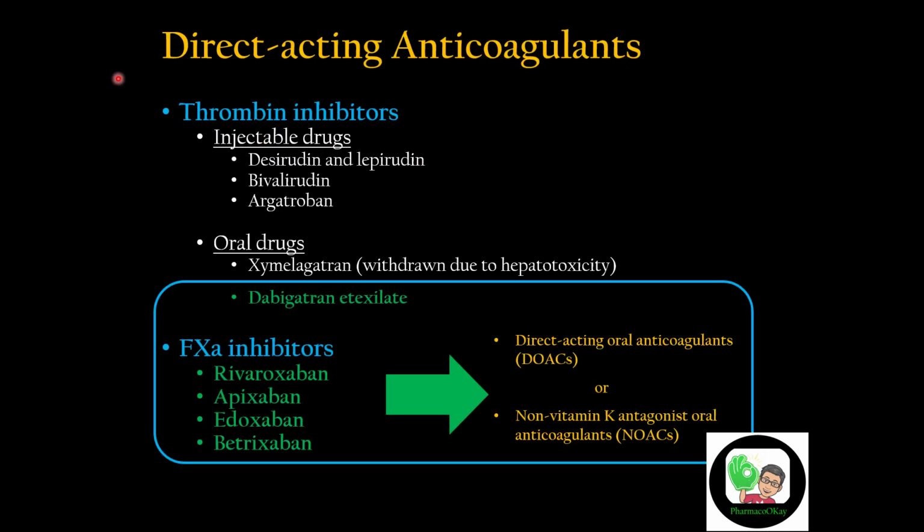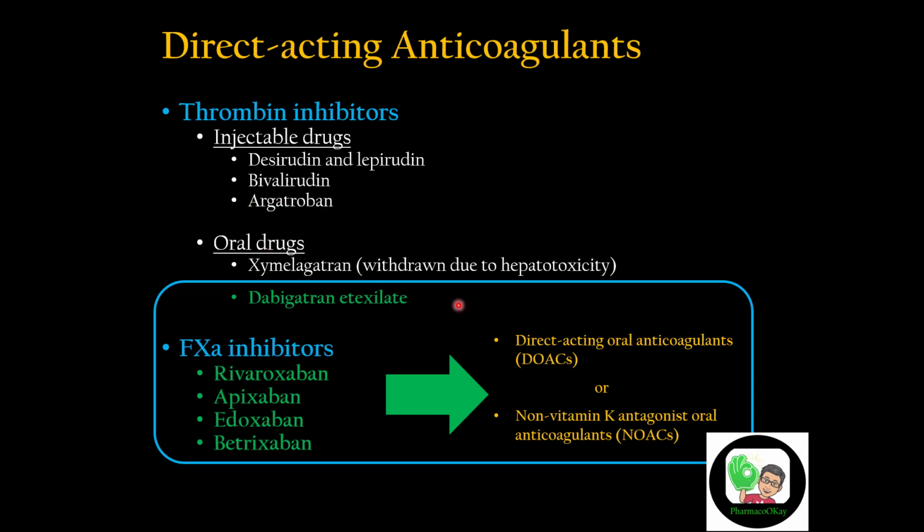Next, we're talking about direct-acting anticoagulants. There are two types. The first one is direct thrombin inhibitors. The second one is direct factor Xa inhibitors. For thrombin inhibitors, there are injectable drugs and oral drugs. The injectable drugs will be mainly used in patients who develop HIT, heparin-induced thrombocytopenia. The drugs in this group are desirudin, lepirudin, bivalirudin, and argatroban.